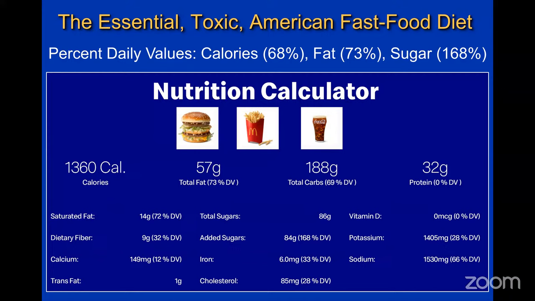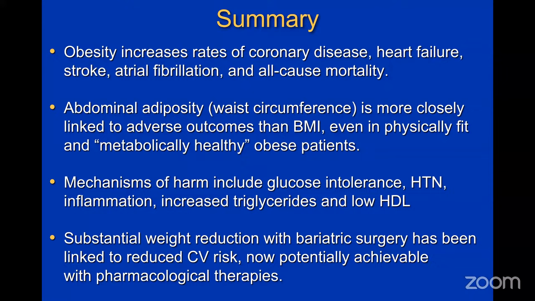So let me summarize. Obesity increases rates of coronary disease, heart failure, stroke, atrial fibrillation, and all-cause mortality. It is abdominal obesity, waist circumference, that is more closely linked to adverse outcomes than BMI, even in physically fit and metabolically healthy obese patients. The mechanism of harm includes glucose intolerance, hypertension, inflammation as measured by CRP or IL-6, increased triglycerides, and low HDL.